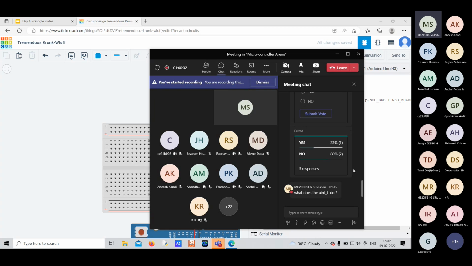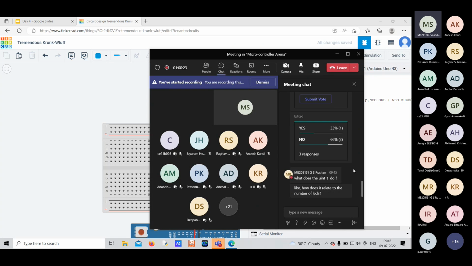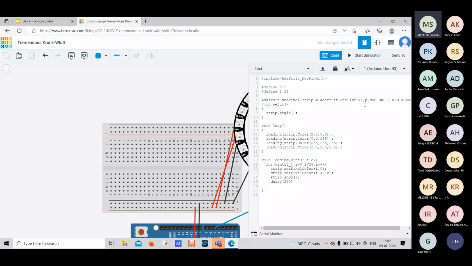So shall I move on, guys, or are there any doubts that have to be discussed? Basically, the data type is used for two reasons. One is we don't want to waste memory space. The other is that we don't want the variable to take any negative value at any cost, because that would cause problems in your pixel, since it takes only positive values. Number of LEDs: it wasn't the case that we didn't use it for the number of LEDs. LEDs were defined here, right?